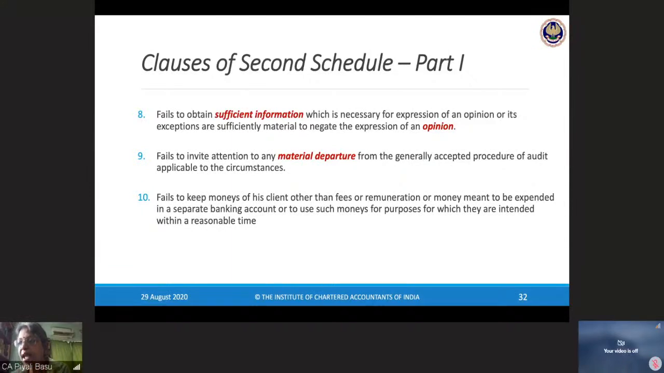So whatever is the accepted audit procedure, we should stick to that. We should not make a departure from that unnecessarily. And if we make any departure, for some reason or other, we need to make a note of that in our report.